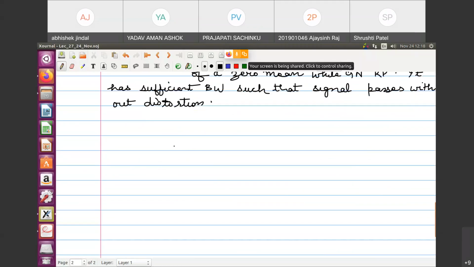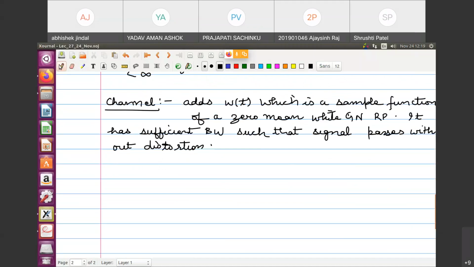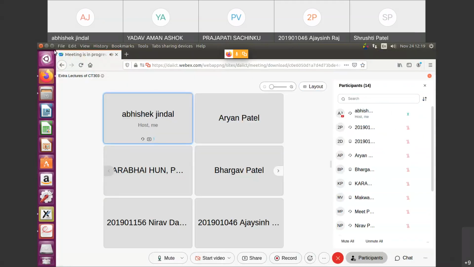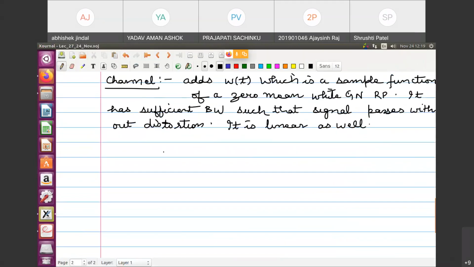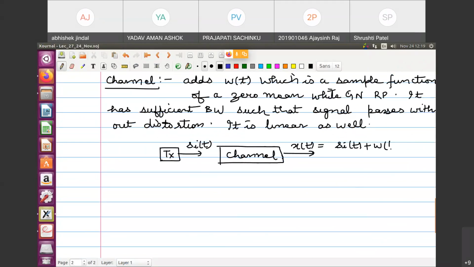And the channel is linear as well. So linearity is a desired property right now to study systems well. You can recall the theory of linear systems from the days you studied signals and systems. Okay. So let us say this is your transmitter. It sends an output SIT and it goes through the channel. In the channel you have X of t, which is equal to SIT plus WT. Okay.